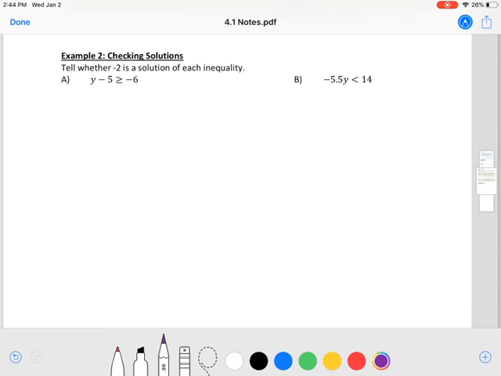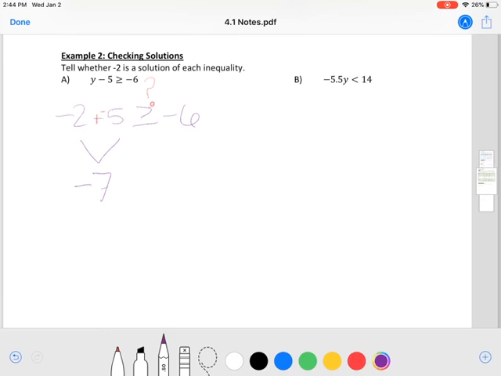So first thing we have to do is rewrite this by plugging in negative 2 for our variable. So we have negative 2 minus 5 is greater than or equal to negative 6. So is this inequality true? So first things first, what is negative 2 minus 5? That's negative 7. Because remember, if you keep, change, flip, you keep the negative 2, change that subtraction sign to addition, and then change the positive to a negative. So you have negative 2 plus negative 5, which is negative 7.